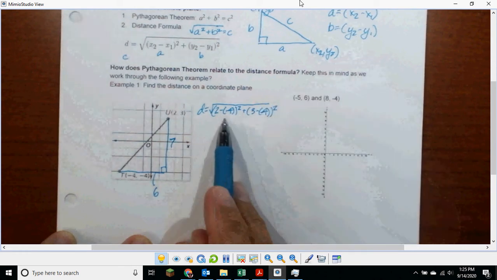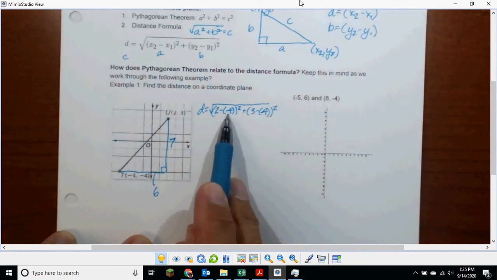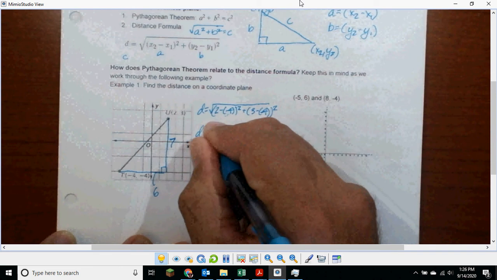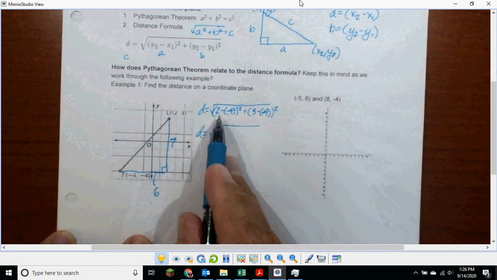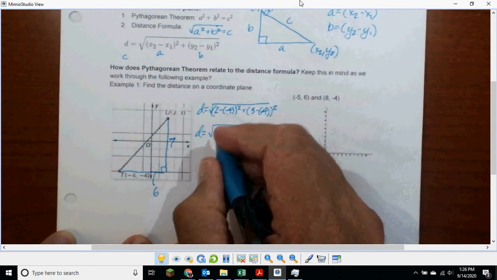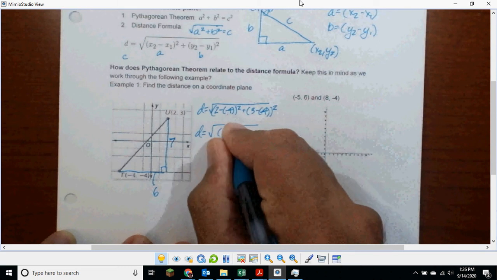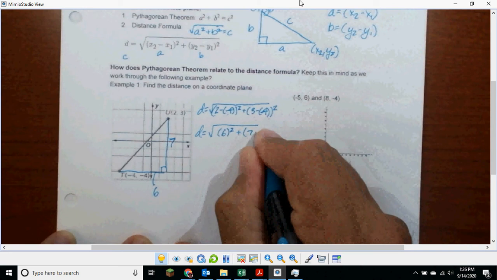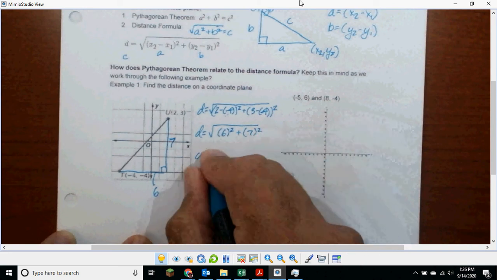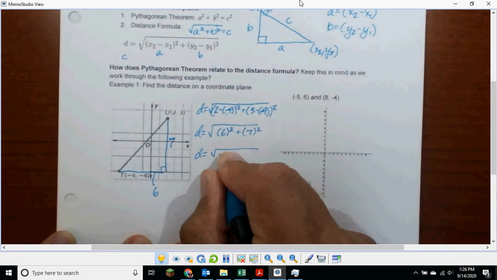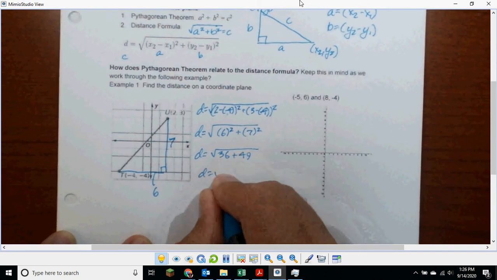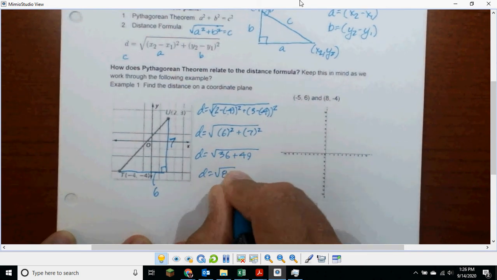Again, whenever I plug in a negative number into my formula, I put it in parentheses, and this minus sign belongs to the formula. So this is actually telling me this is 2 minus -4, so that is 2 plus 4, so that's 6 squared. This one is 3 minus -4, so that's 7 squared. So my D is the square root of 36 plus 49, which is the square root of 85.